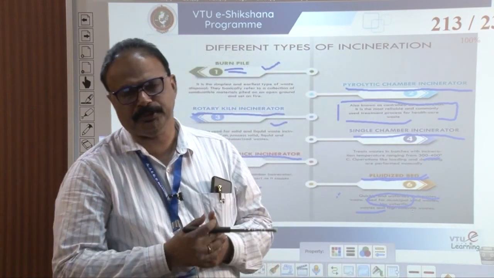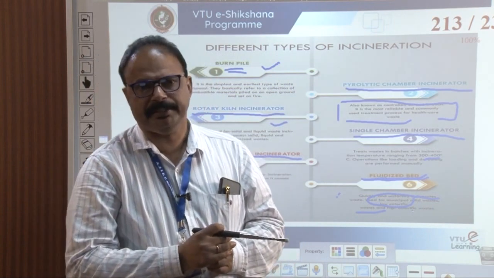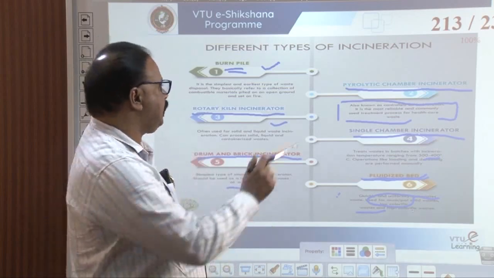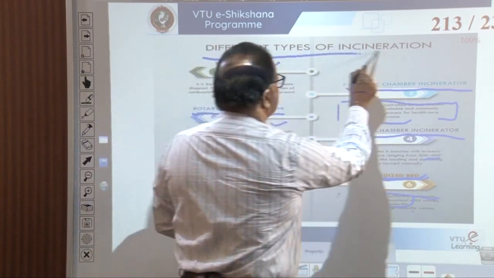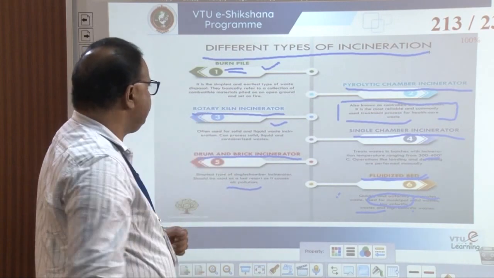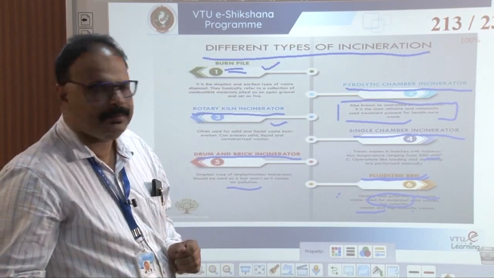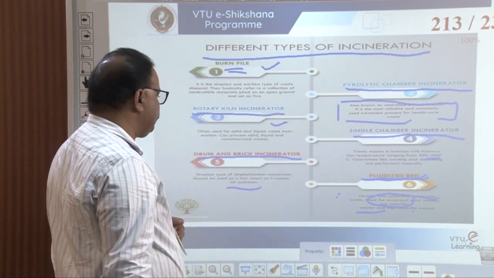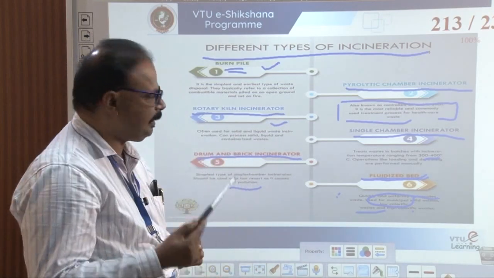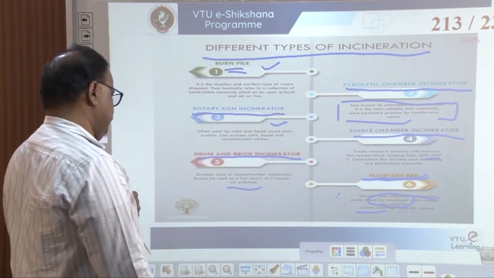This is the process of the different types of incinerator. Understood now? One, burning pile; second, pyrolytical chamber; third, rotary kiln; fourth, single chamber; fifth, drum and brick; and fluidized bed. These are the different types of incinerator.